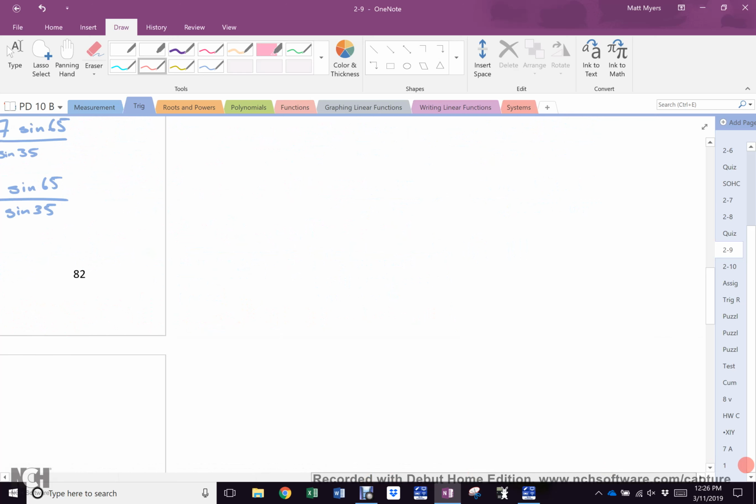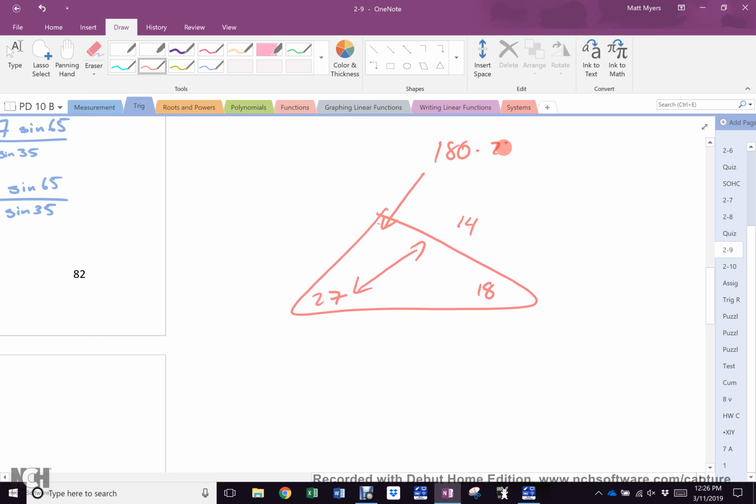Let me show you what I mean by that. 27, 18, and 14. Could I do sine law there? Yes, because there's my pair. I know this, don't I? Because this is 180 minus 27 minus 18. This is little a, which goes with that. This is little b, which goes with that. Right?